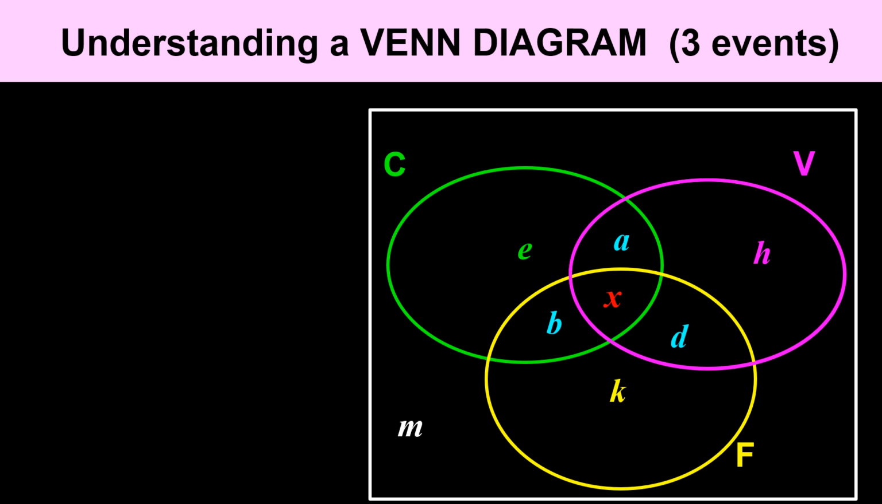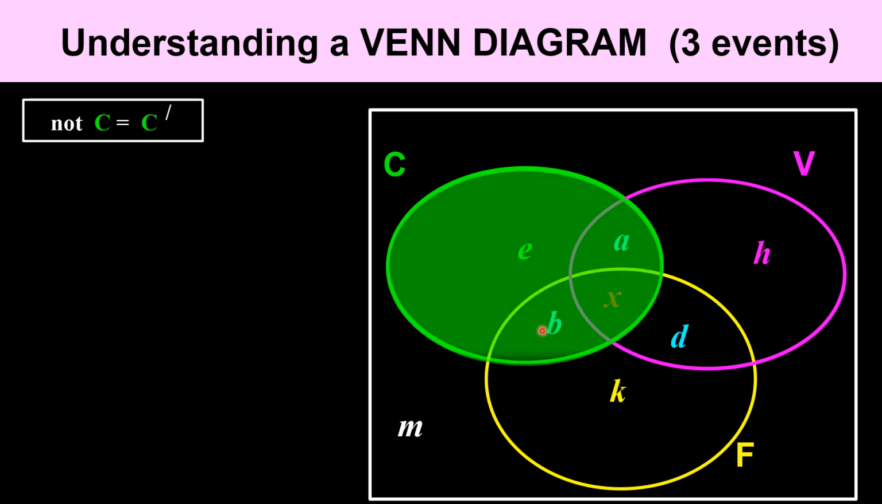Now let's go back to our three events again. Here we want the concept of not C, or as we say, the complement of C, or C prime. If I say not C, I don't want the elements of C, so I must take C away. And what is left now? That's correct, there are 4 regions, equal to M plus K plus D plus H. Remember, this stands for the number of outcomes, so it's M outcomes, K outcomes, D outcomes, and H outcomes. So I find the sum.